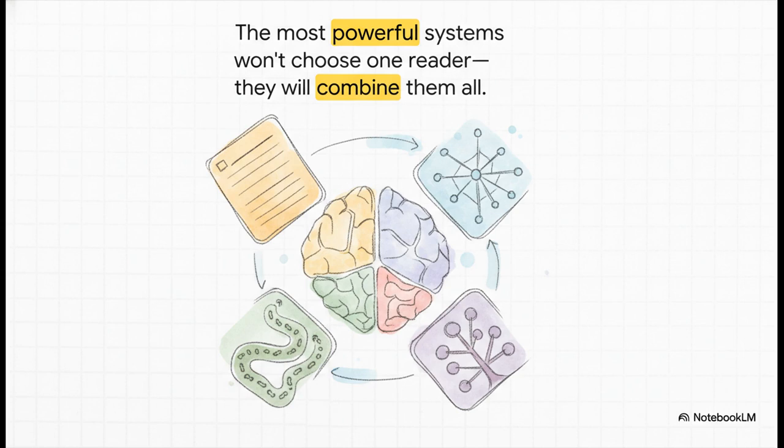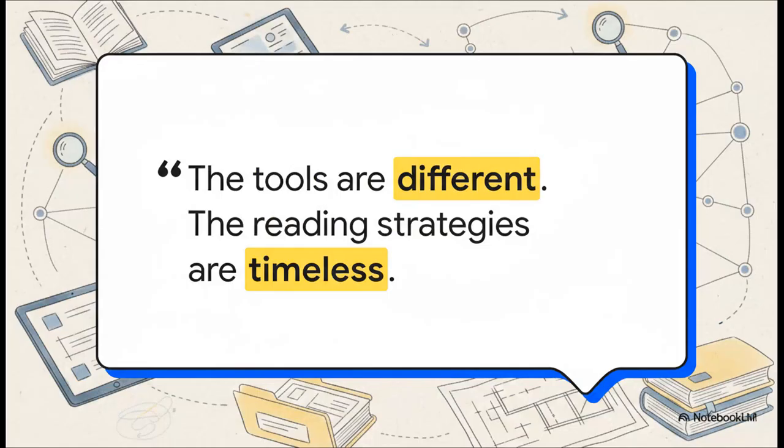But here is the crucial point, and maybe the most important takeaway of all. These strategies aren't mutually exclusive. The future isn't about picking just one. The most powerful systems are going to be hybrids that combine these approaches, maybe using the indexer for a quick first pass, deploying the researcher for some exploration, and then relying on the scholar for a deep dive into your most foundational texts.